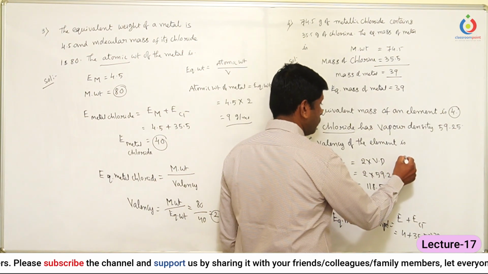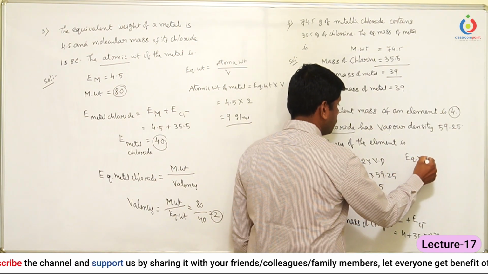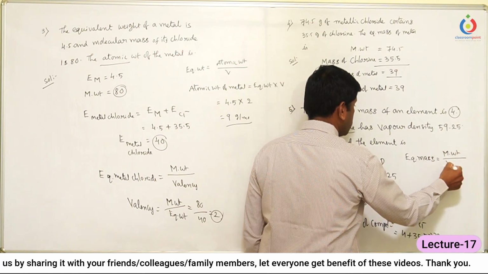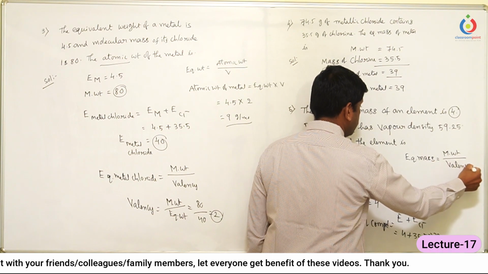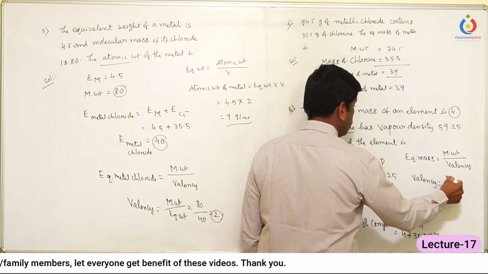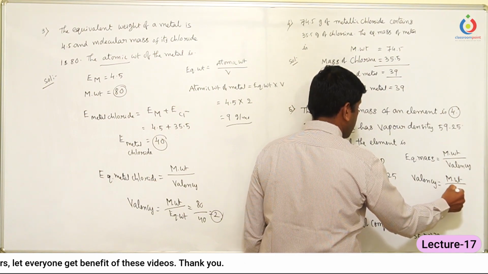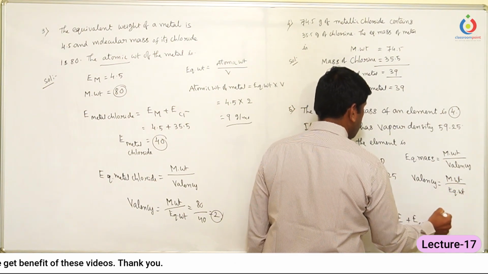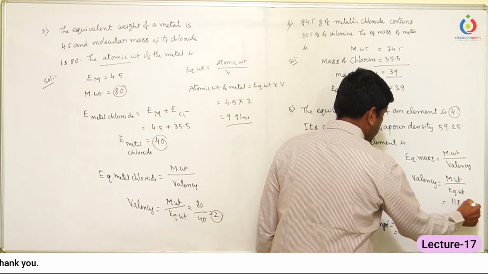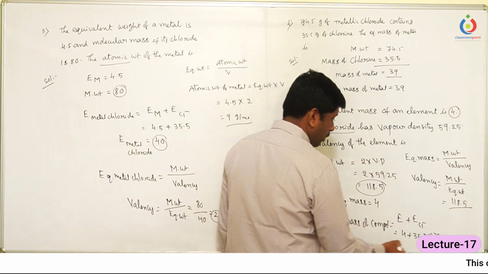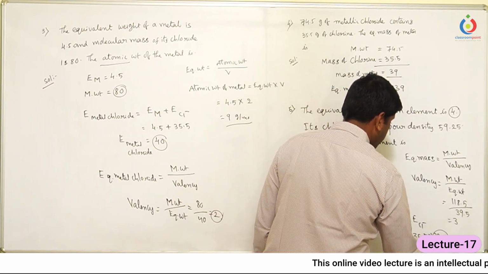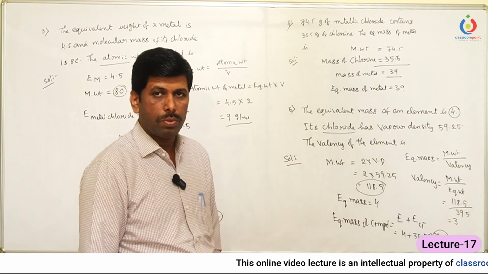Then here we'll get the equivalent mass is equal to molecular mass divided by valency. Then valency is equal to molecular mass divided by equivalent mass. Molecular weight is given as 118.5 divided by equivalent mass, which is given as 39.5. The value of the valency is equal to 3.